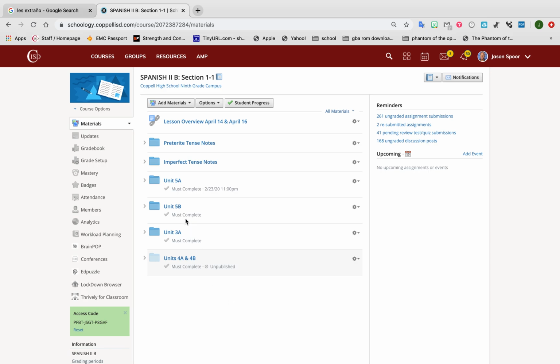Remember that in this Unit 5B folder, you have your project over food where you're supposed to talk about a dish that you're going to cook and give the recipe and the steps you go through. That's a writing part, and then you're supposed to show yourself doing it and explaining it in Spanish. And we'll go to that in a minute, but that's in the Unit 5B folder.